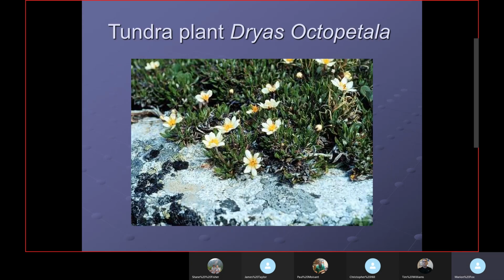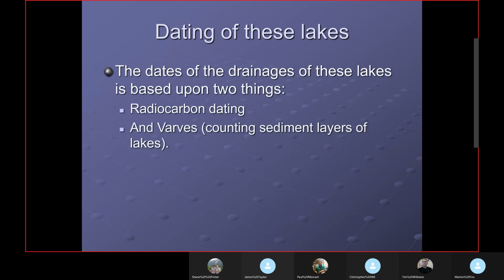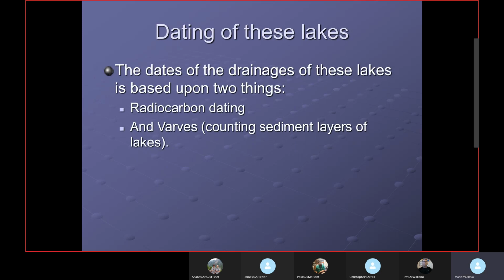Here's the Younger Dryas, named after a flower called the dryas. And this is the flower that it's named after. And this flower was pretty prominent because it's a tundra plant. Tundra is a Russian word for describing that area.